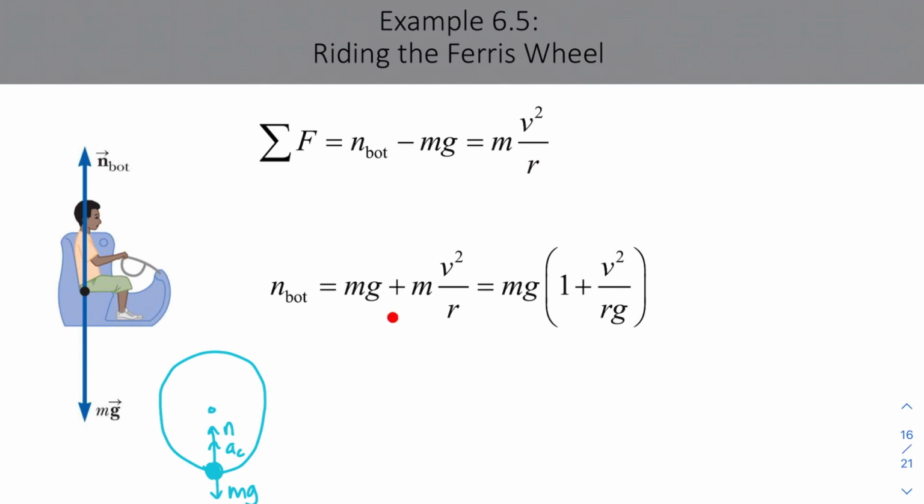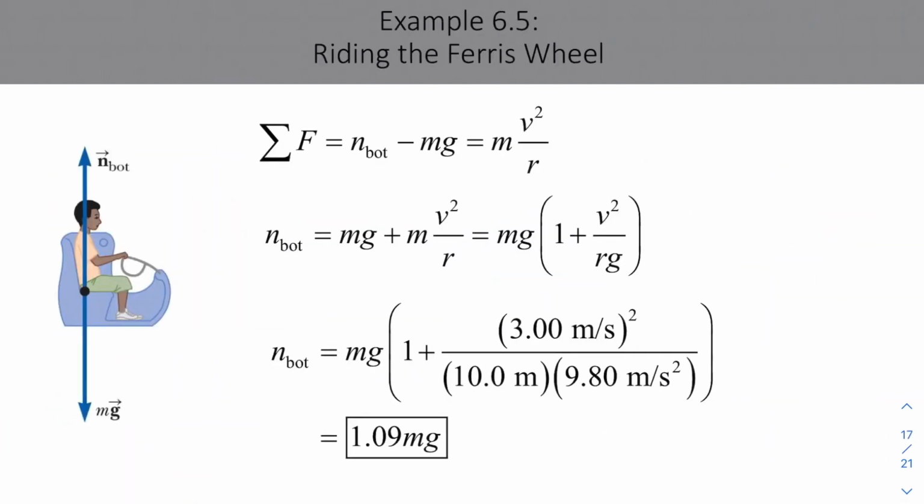We may simplify the equation. Put the mg outside because the question asks for it. So mg times parenthesis 1 plus v squared over rg. Now we are going to substitute the values of v, r, and also g. So you will see the normal at the bottom will be 1.09 times the mg of the child.